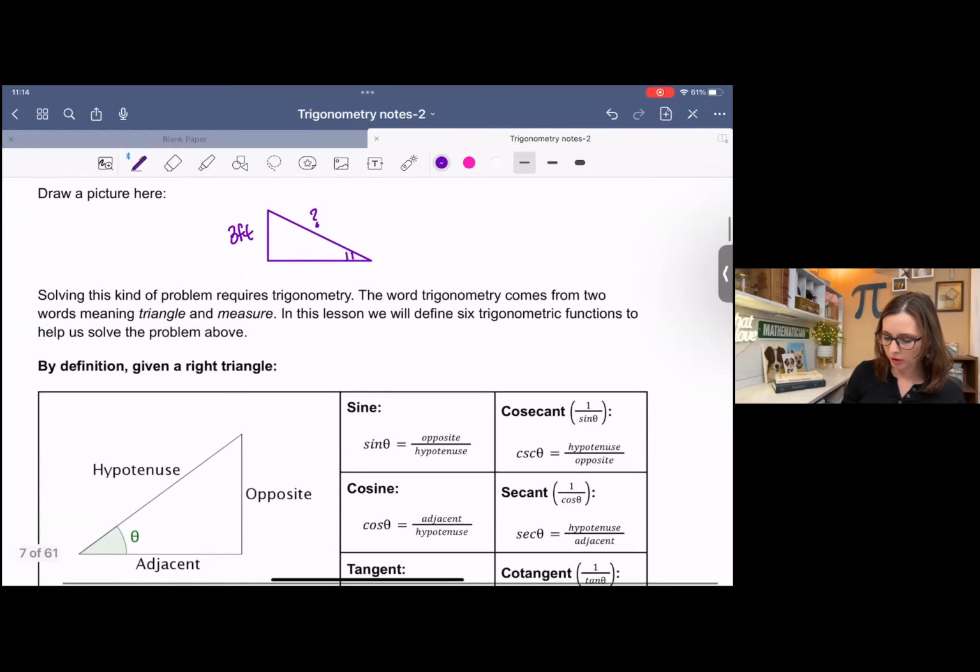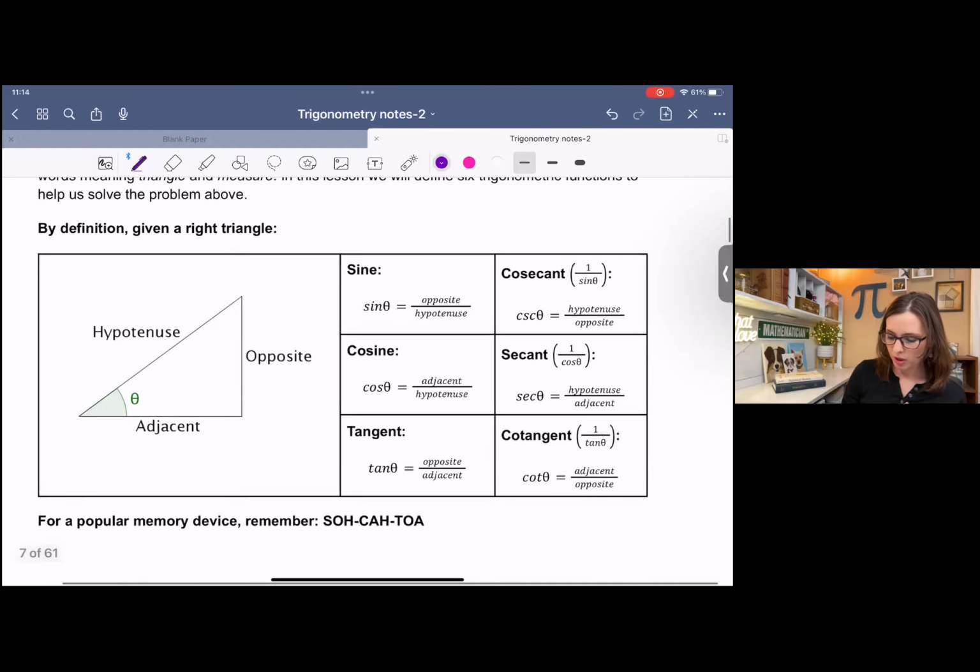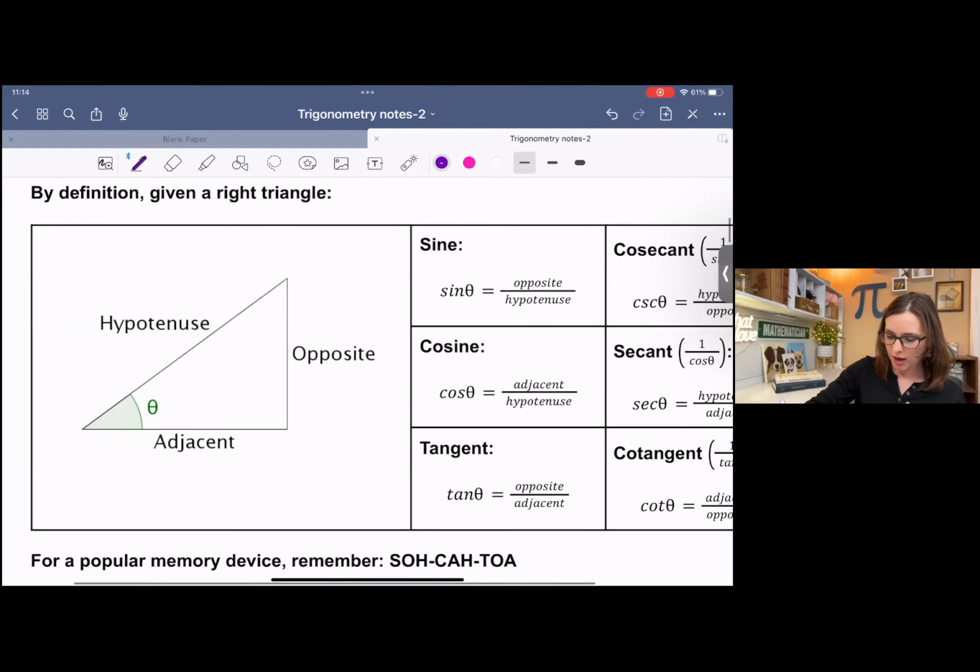I have a triangle here. It is a right triangle. And I have an angle labeled here. We'll call this theta. So that's the Greek symbol for theta. And we're going to use theta a lot. So you're going to get used to that Greek symbol.